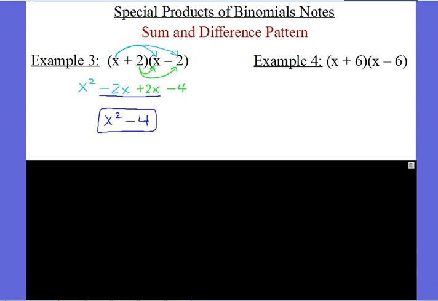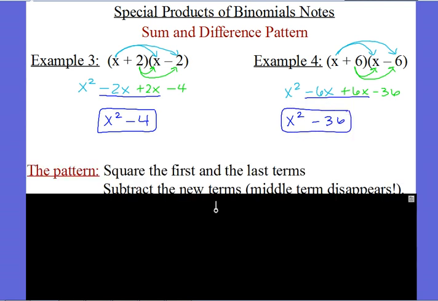All right, let's take a look at the next one. We've got x times x and x times negative 6. So that's x squared minus 6x. Then we have 6 times x and 6 times negative 6. So we've got plus 6x minus 36. I combine like terms and I get x squared, plus a 0x because those eliminate, and then minus 36.